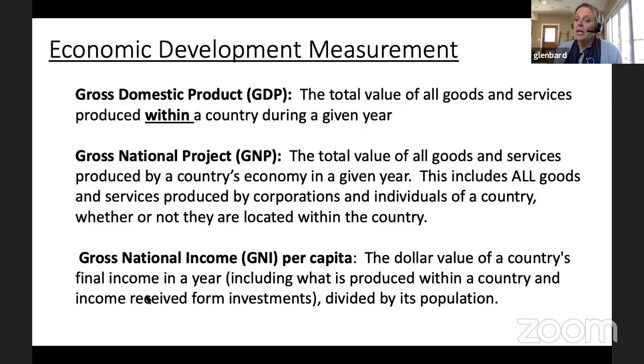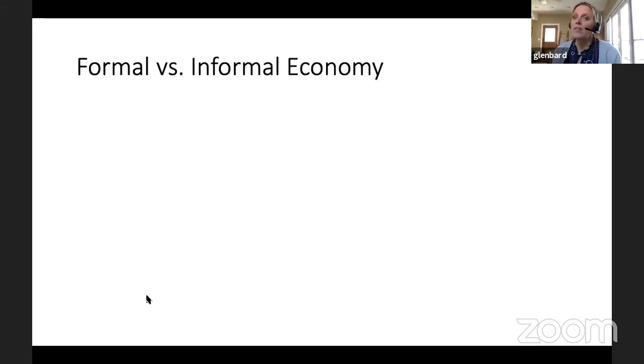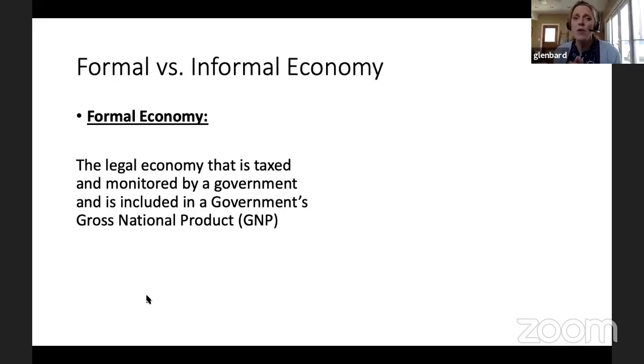The other thing we have to take into account are a couple of things here. And I think this is important because we see it in agriculture, we see it in our political units, that idea of formal versus informal. When we talk about formal economy here, we're talking about our economy that is taxed, it's monitored by the government, it is going to be included in our gross national product. So this is going to be everything combined together.